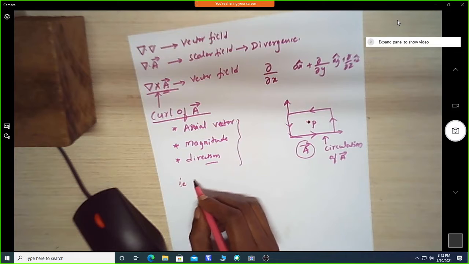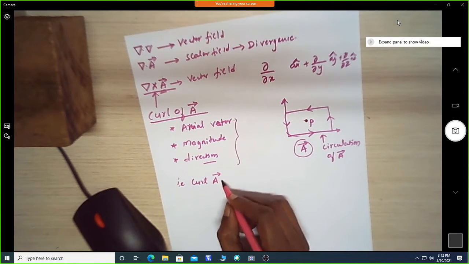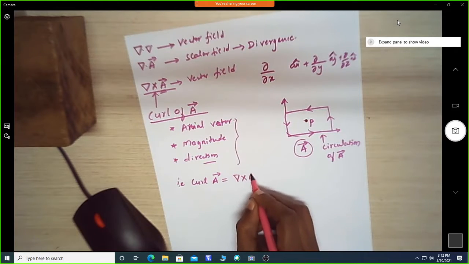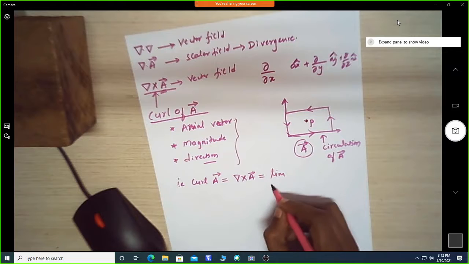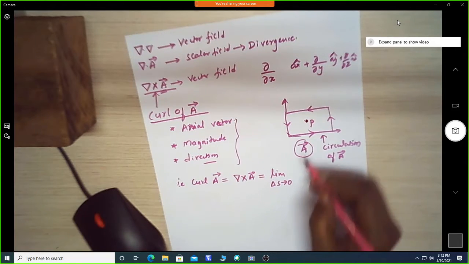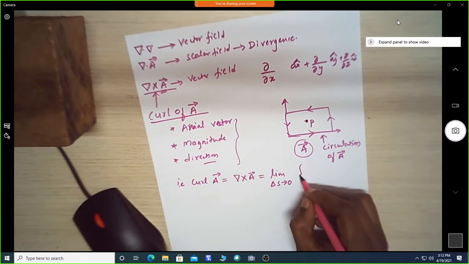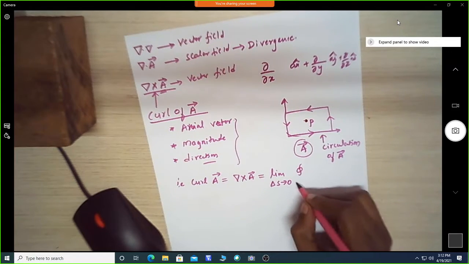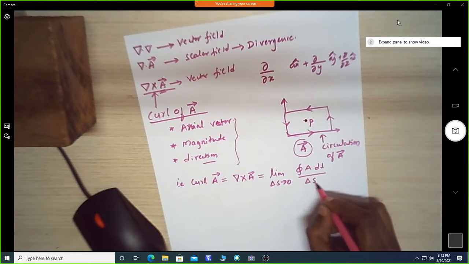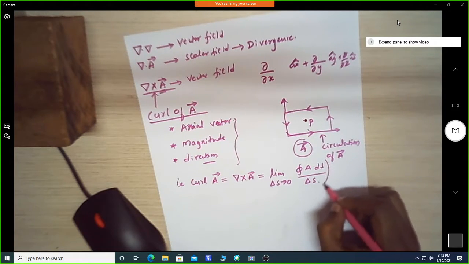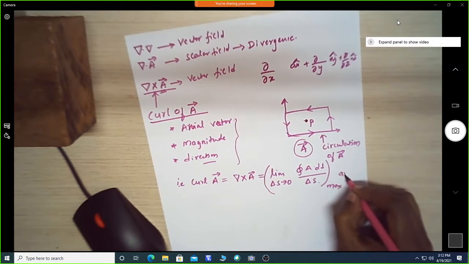Now we can write the expression for the curl of A as del cross A, which is nothing but the limit as delta S tends to 0, for whatever open surface we are considering, of the closed integral of A dot dl divided by del S. This will be the circulation, and it should be maximum in the normal direction.